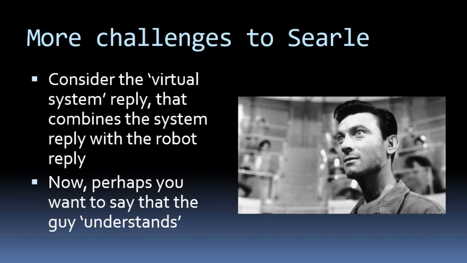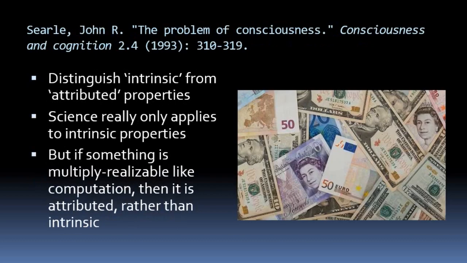Okay. One last thing from Searle, and then we'll be done. Searle's got this other argument from '93 in The Problem of Consciousness. And he wants to show once again that computers can never be intelligent, and furthermore, that we'll never come up with a theory of this stuff.